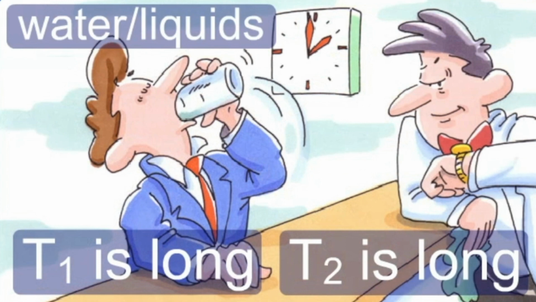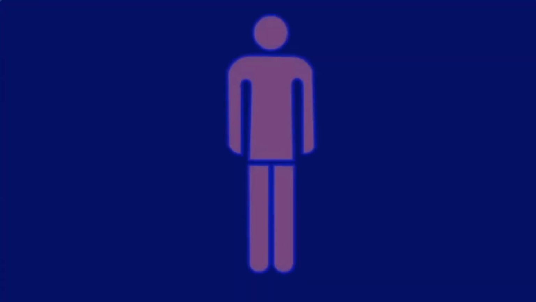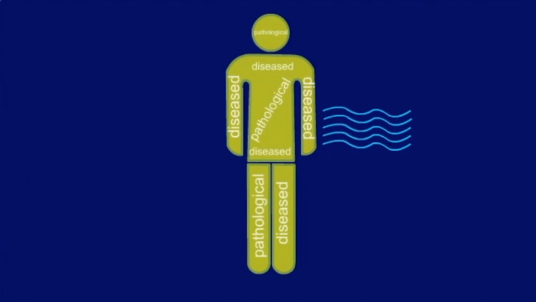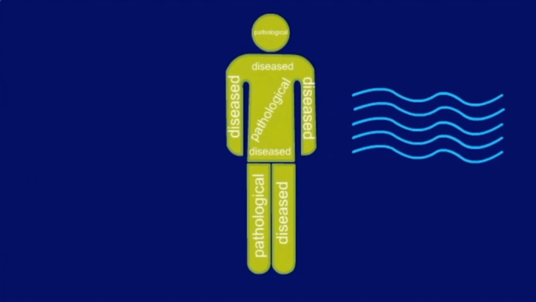As water has a long T1 and a long T2, it is easy to imagine that watery tissues, tissues with a high water content, can also have long relaxation times. Interestingly enough, pathological, diseased tissues often have a higher water content than the surrounding normal tissues.